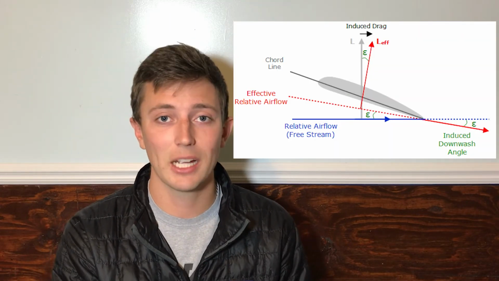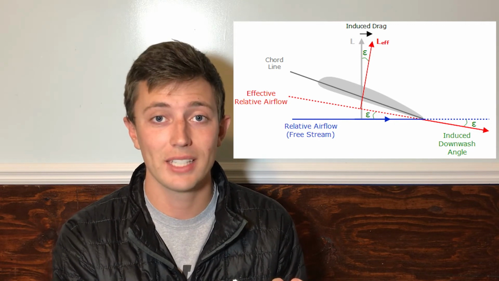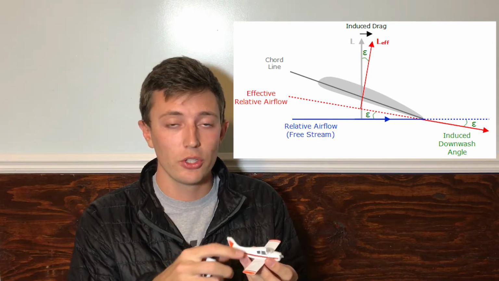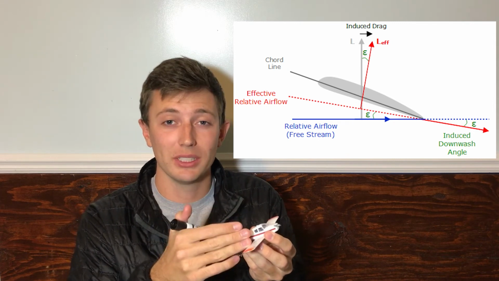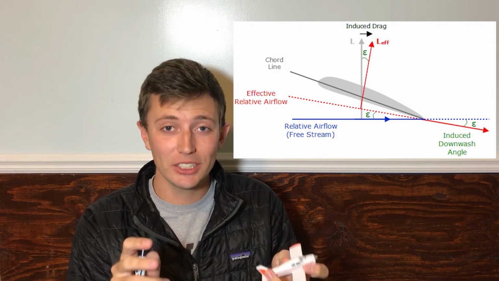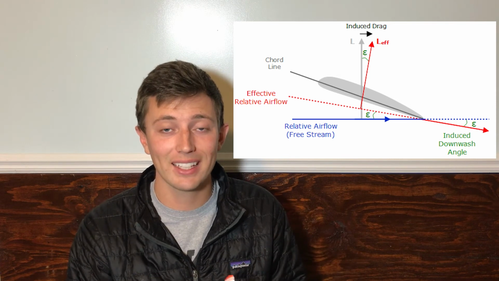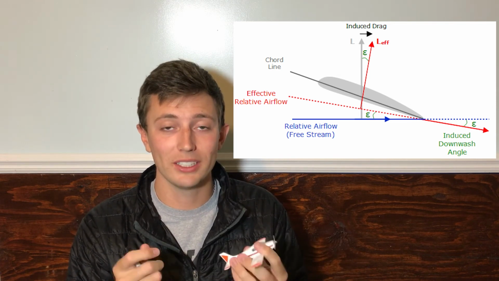But what if we have a never-ending wing? Will we still have induced drag? And the answer is yes, we'll still have induced drag because of that downwash angle. The induced downwash angle is formed anytime the aircraft is flying at an angle of attack, generating lift. So as we increase angle of attack, the downwash is increasing. This changes our effective angle of attack and creates more induced drag.